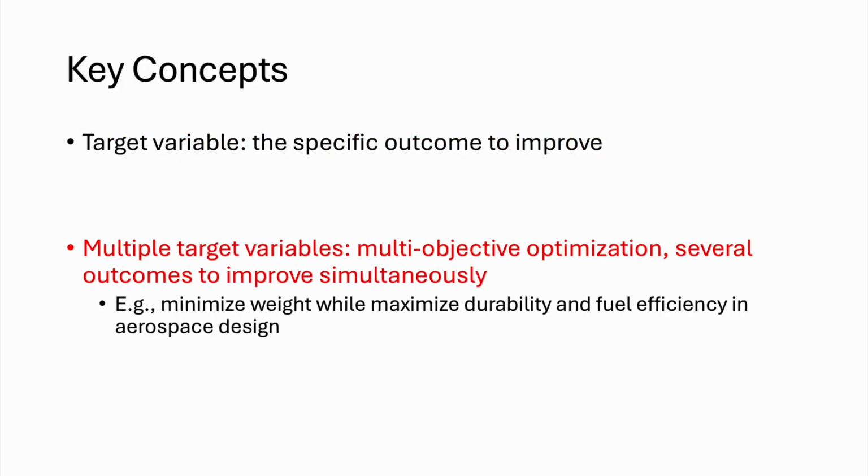Multiple target variables. Often, we don't optimize just one outcome, but several at the same time. For instance, in aerospace design, we may want to minimize weight while maximizing durability and fuel efficiency. This introduces the challenge of multi-objective optimization, where the system must find a balance between competing goals.